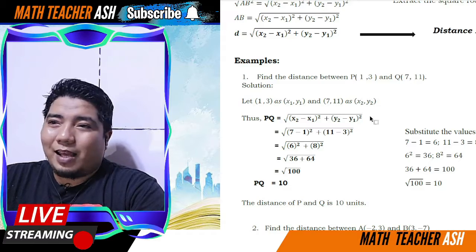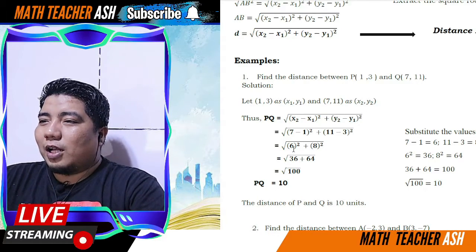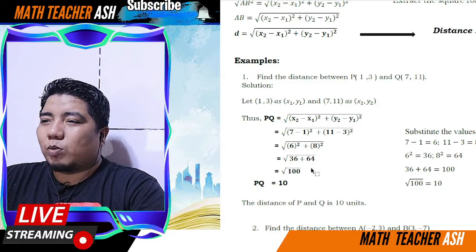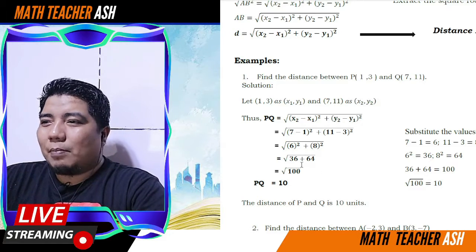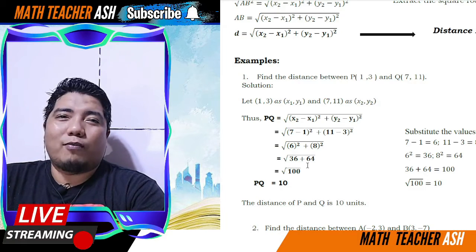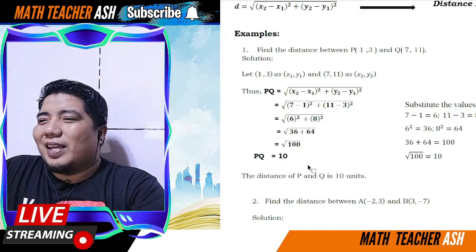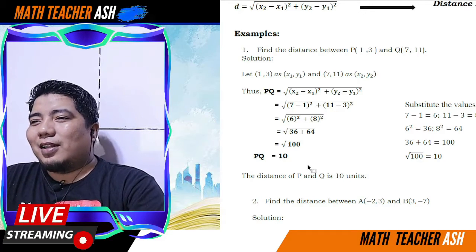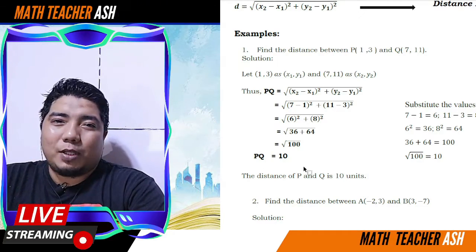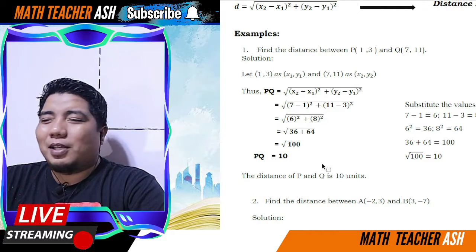So, 6 and 8. Kukunin ang squared ng 6, kukunin ang squared ng 8. So, that is 6 squared, 36, 8 squared, 64. Then, you add them. 36 plus 64, that is 100. And the square root of 100 is 10. Easy, right? Easy lang talaga, my dear math learners. And that will be the distance between point P to point Q. Okay, so ganun lang kadali, my dear math learners.